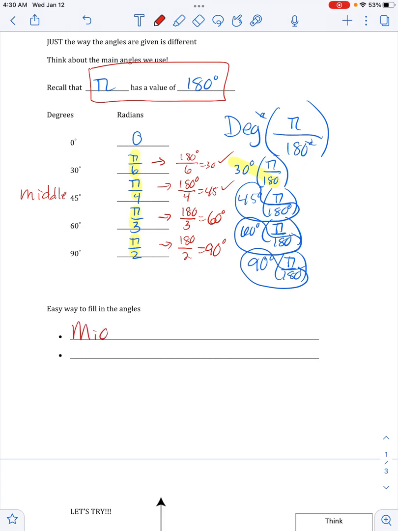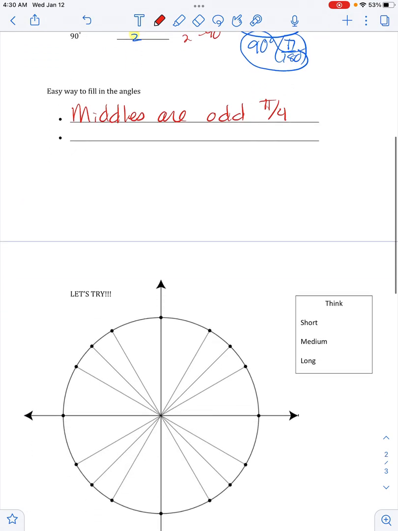Say that you remind yourself that the middles are odd quarters. And by that I mean pi over fourths. Meaning, when I look at my unit circle, all these middle marks, which are 45s, remember it takes 45 degrees to get into the middle of a quadrant, those are going to be marked as fractions of pi over 4.